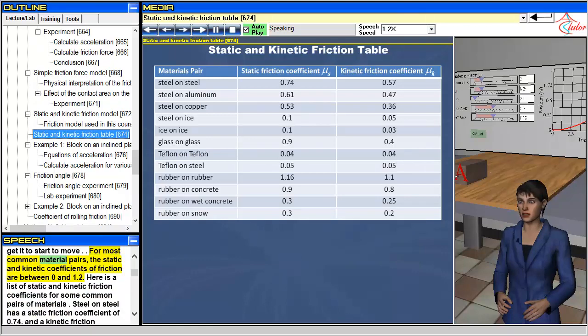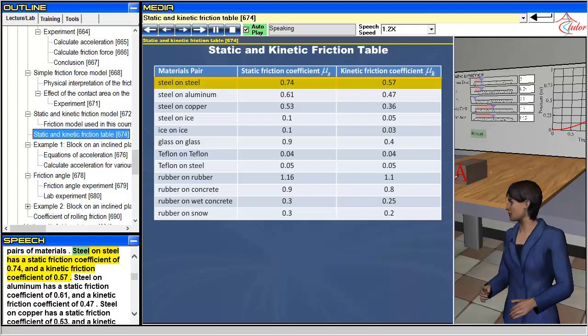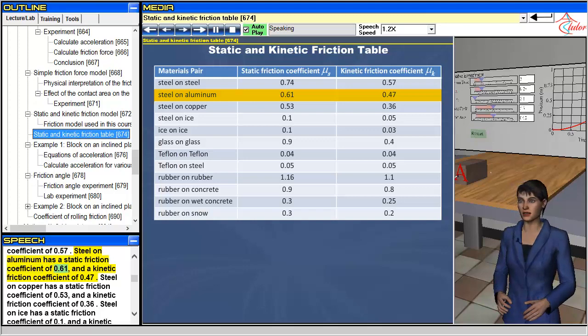For most common material pairs, the static and kinetic coefficients of friction are between 0 and 1.2. Here is a list of static and kinetic friction coefficients for some common pairs of materials. Steel on steel has a static friction coefficient of 0.74, and a kinetic friction coefficient of 0.57. Steel on aluminum has a static friction coefficient of 0.61, and a kinetic friction coefficient of 0.47.